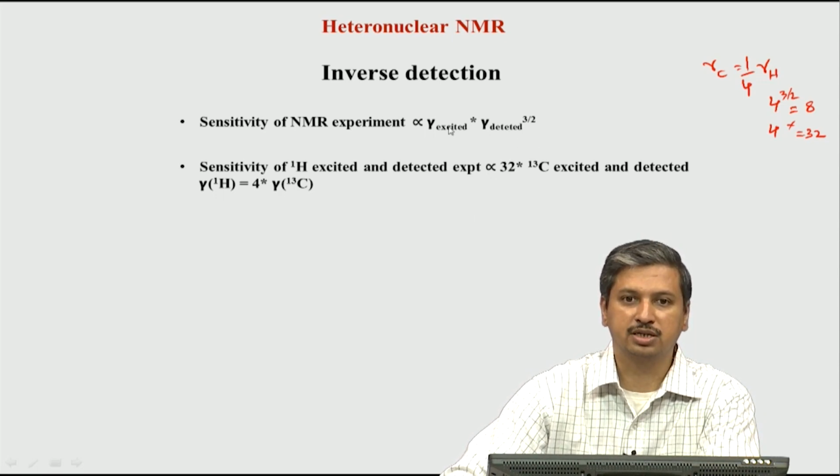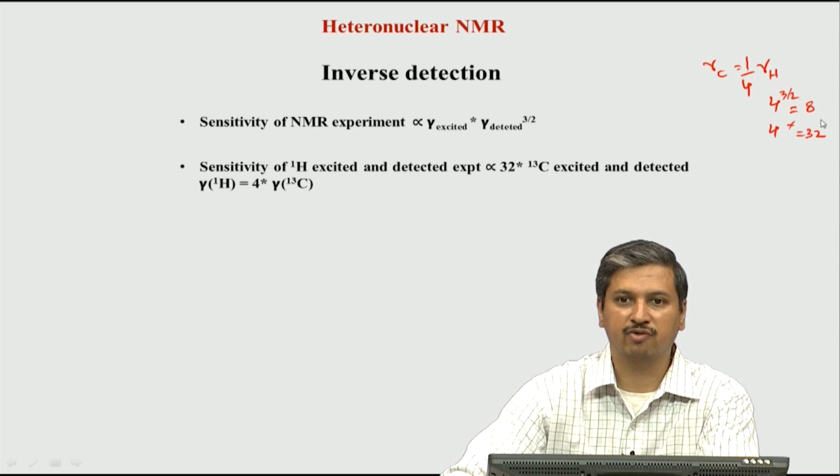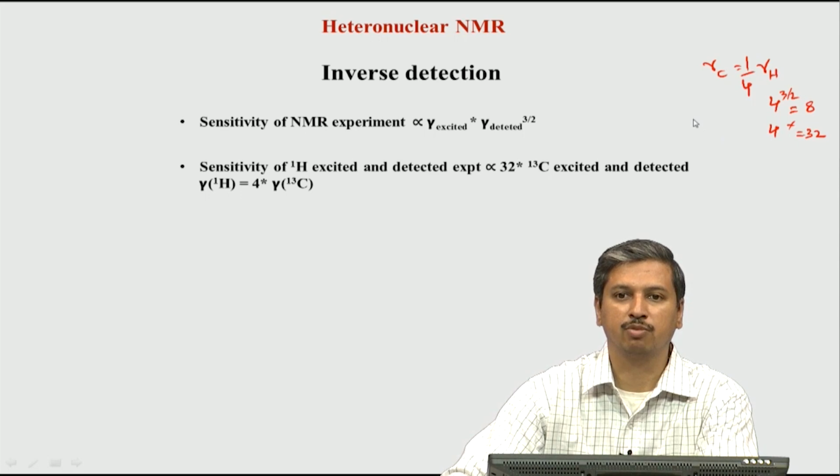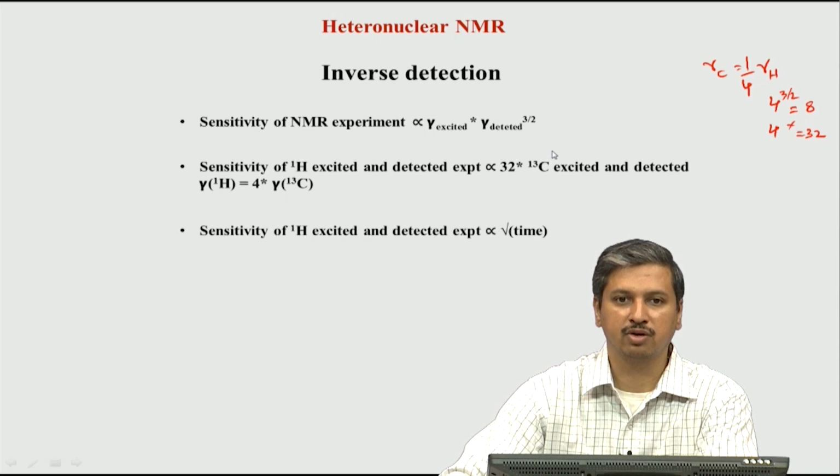Now, if I excite with proton but detect with carbon, which we saw in HETCOR, even then there will be a factor of 8, because the excitation factor will be 1 since I am using hydrogen, but if I detect carbon I will get 8 times less sensitivity compared to what I would get if I also detect proton. So, as you can see, proton excitation and proton detection is always the preferred way to go about.